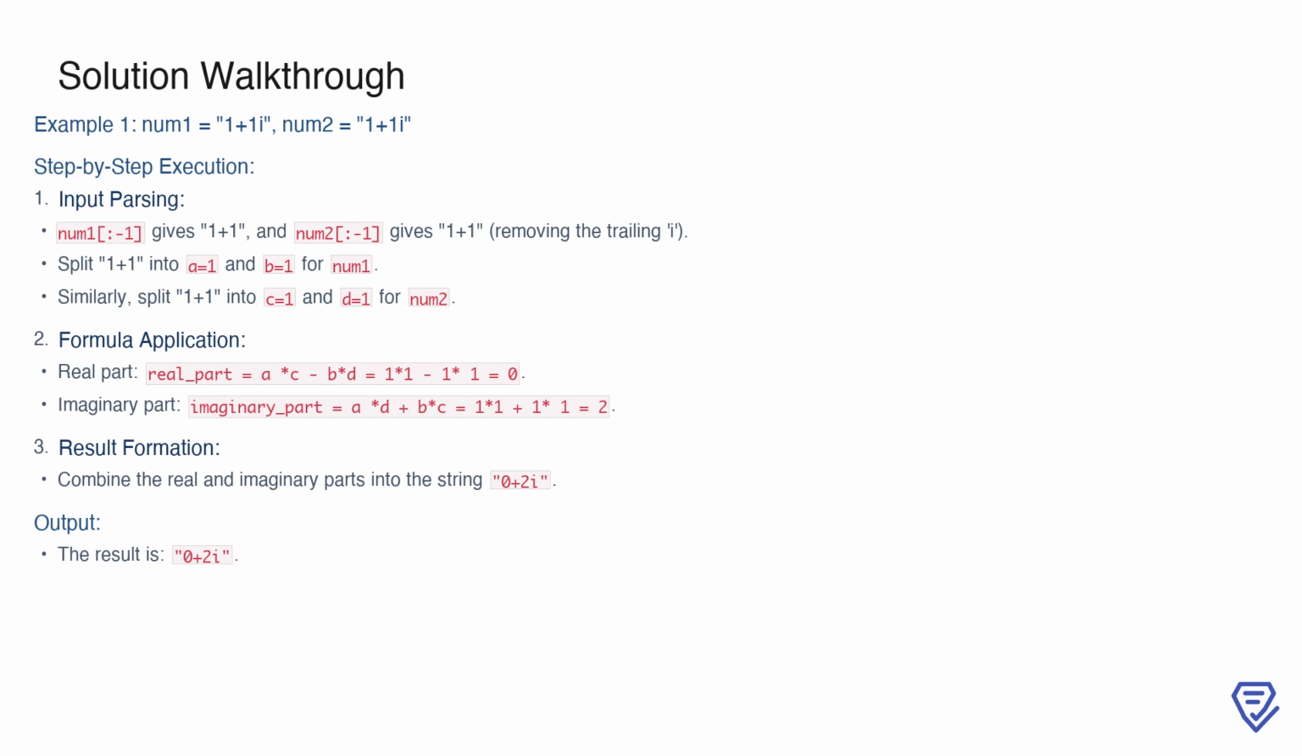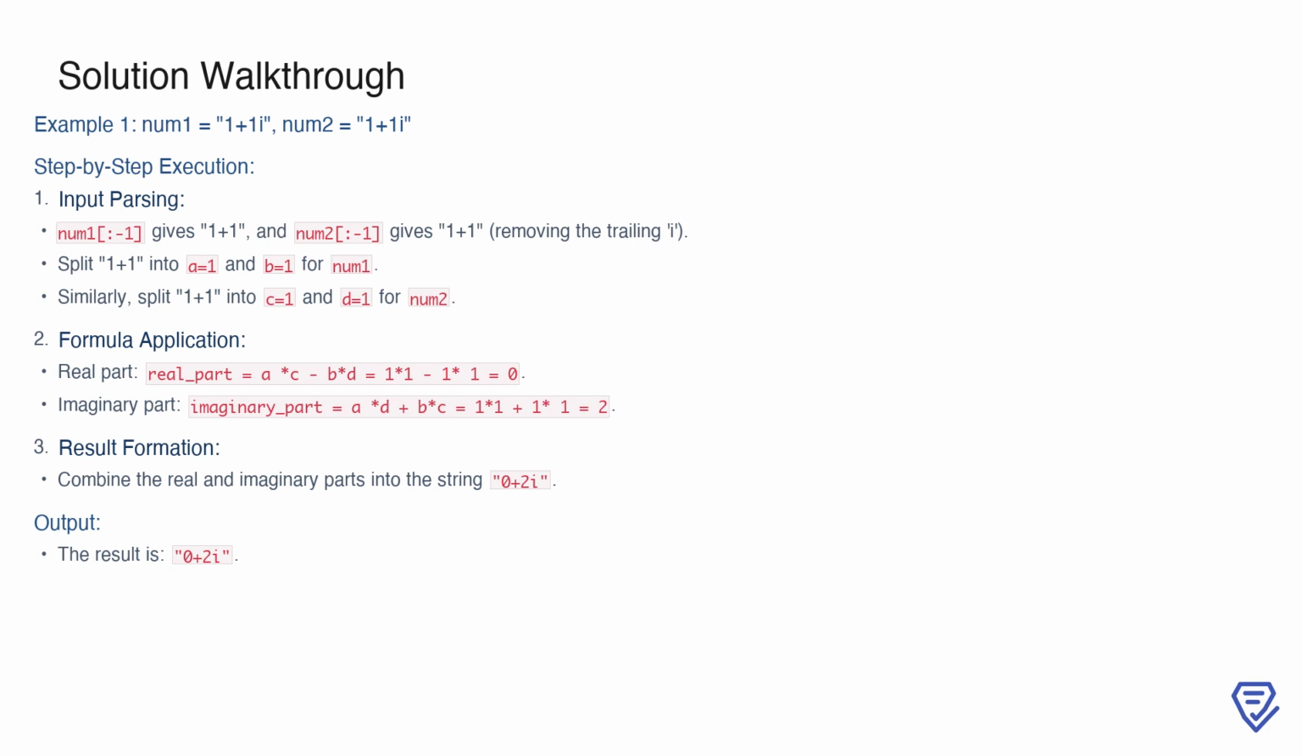Let's start with the first example where both complex numbers are 1 plus 1i. The first step is to parse the inputs. By removing the trailing i, we get 1 plus 1 for both numbers. Splitting this string at the plus sign, we extract the real part as 1 and the imaginary part as 1 for both num1 and num2. Next, we apply the formula for multiplying complex numbers.